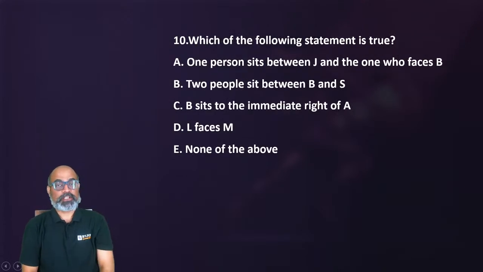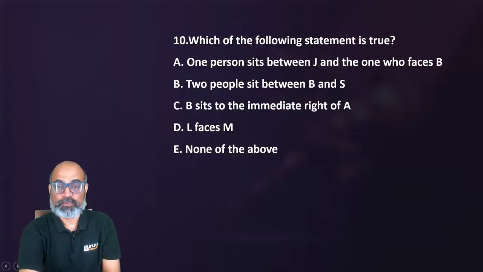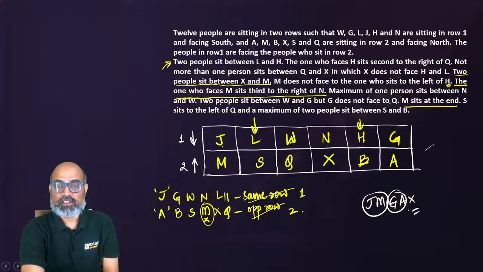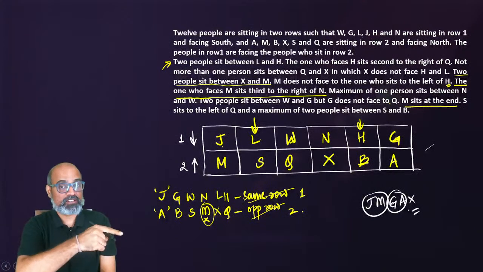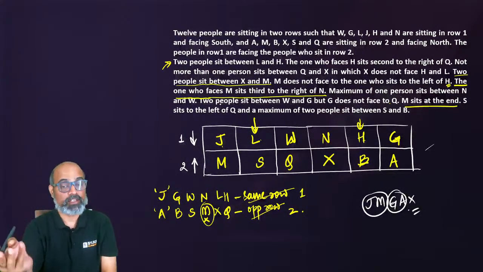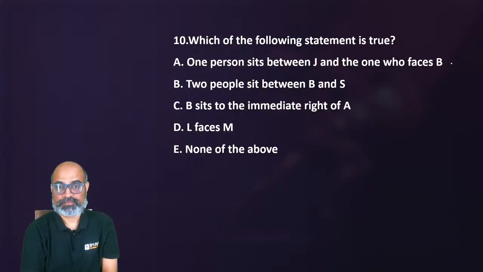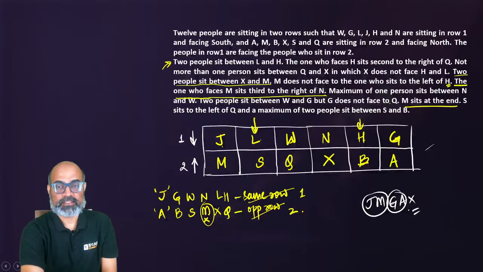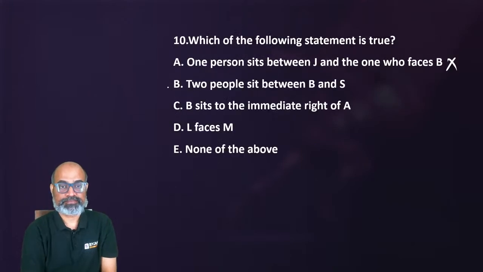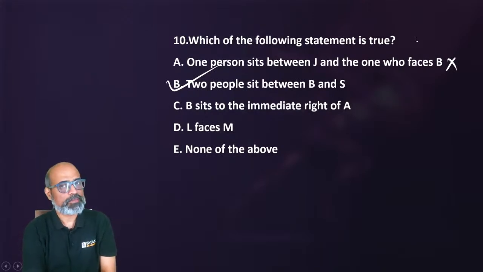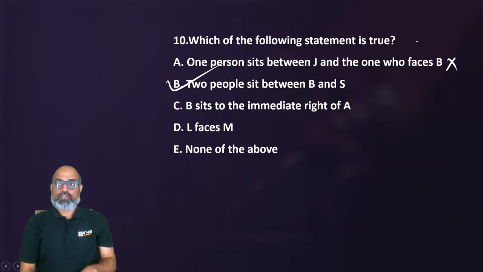Next, which of the following statements is true? One person sits between J and the one who faces B. So J and the one who faces B. The one who faces B is H and J. Actually, there is not one person, there are 3 guys, L, W and N. So this statement is not true. There are 2 people who sit between B and S. Yes, there are 2 people, Q and X, who sit between B and S. This should be good enough. We should not check the other options once you have got one, because there is only one statement that could be true, right? So this is again similar to the first set, easy, 5 to 6 minutes at most.